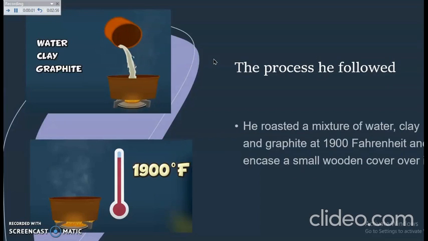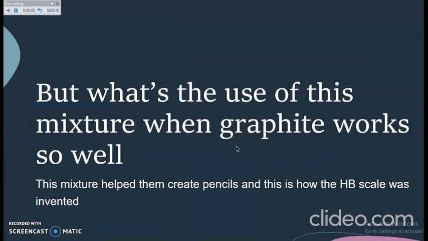The process which he followed was really simple. He roasted a mixture of water, clay and graphite at 1900 degrees Fahrenheit and encased it in a small wooden cover, so that it could be settled. But what's the use of this mixture when graphite works so well? The mixture helped them to create different pencil grades, and this is how the HB scale was invented.